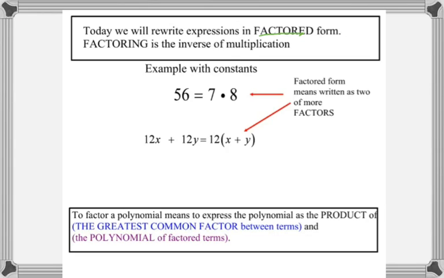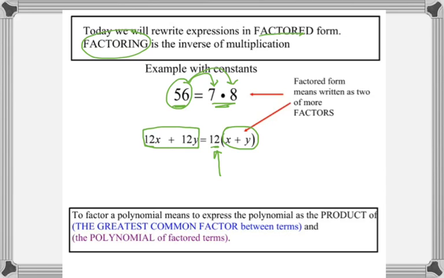Factoring is the inverse of multiplication. So instead of multiplying two numbers to get the product, we're going to take a number and rewrite it as two different factors. Factored form means written as two or more factors. So if I take a binomial like this, I can pull the 12 out because 12 is common to both of them, and I want to rewrite them as two factors being multiplied. So here in the second example, 12 and x plus y are both factors.